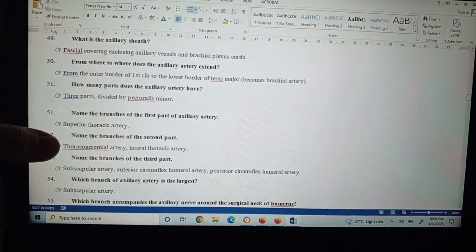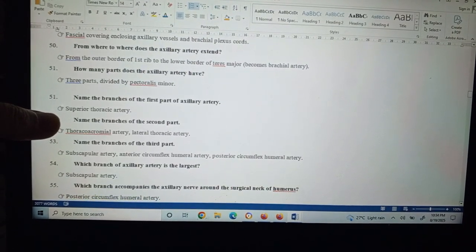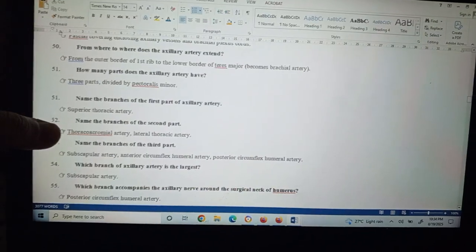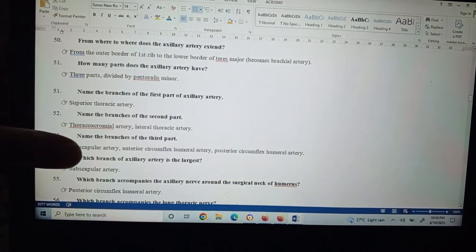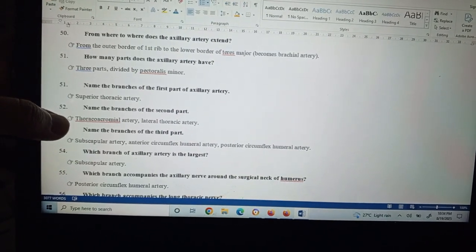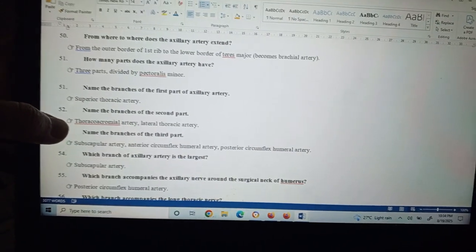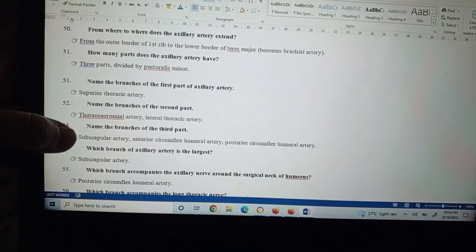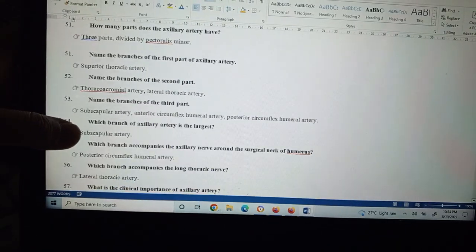From where to where does the axillary artery extend? From the outer border of the first rib to the lower border of the teres major, where it becomes the brachial artery. You must know that the axillary artery continues as the brachial artery, which further divides into different branches. How many parts does the axillary artery have? Three parts, and it is divided by the pectoralis minor. This is commonly asked in MCQs as well.